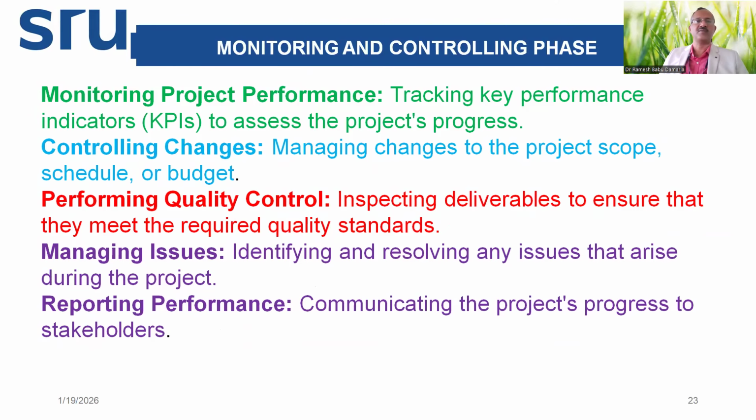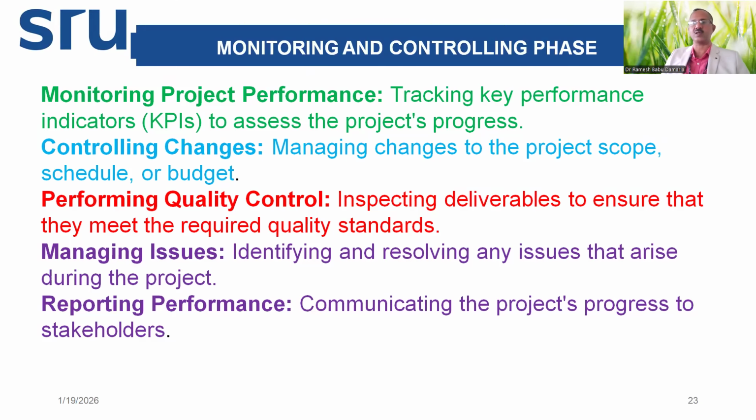Let us see another important phase, that is the monitoring and controlling phase. Here, project performance is monitored. Tracking is required on KPIs, key performance indicators, to assess the project's progress. Controlling the changes: managing the changes to the project scope, schedule, and budget is done in this phase if any required. And performing quality control.